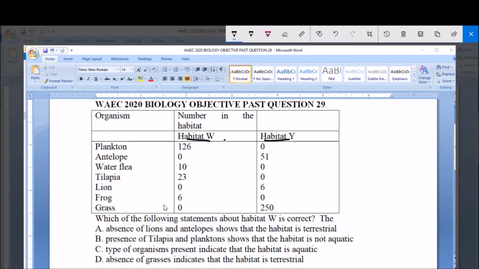Now, we are asked to note habitat W, and from the population of the organisms given to us, we are to determine what type of habitat it is. So let's look at it.